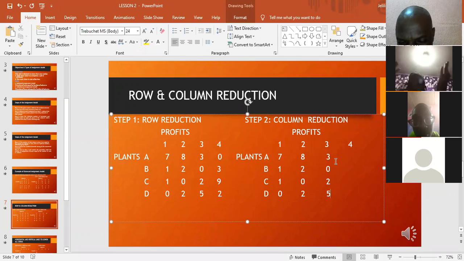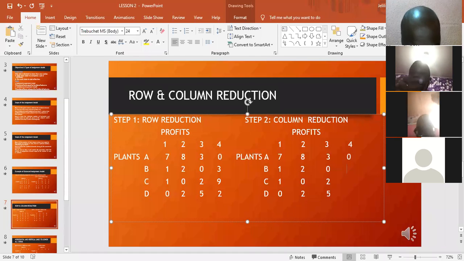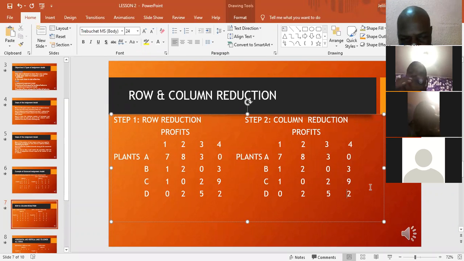Okay. Then the last one, we have 0, 3, 9, 2. What is the smallest? 0. 0 minus 0 is 0. 3 minus 0 is 3. 9 minus 0 is 9. 2 minus 0 is 2. Now, this is our column reduction. This is the row reduction, while this is the column reduction.